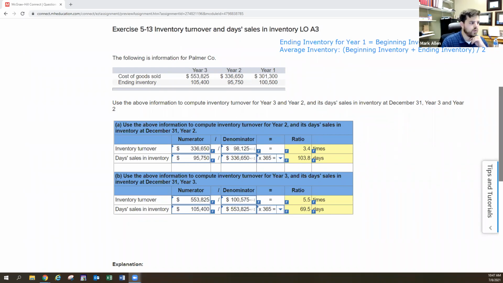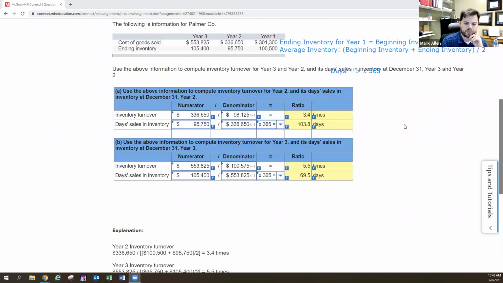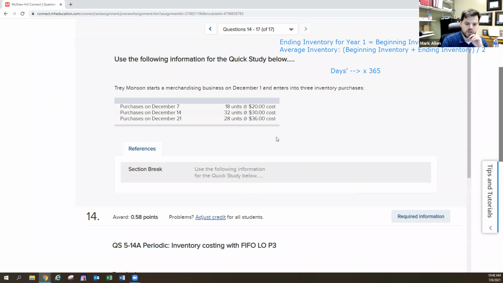Now, one important thing I want to mention is anytime you see days in a formula, I want you to think multiply by 365 every time. If you see days sales in inventory, days sales in accounts receivable, days anything like that, at the end you multiply by 365. If you do not, you will not get the right answer. Okay, very good. So that's 13.